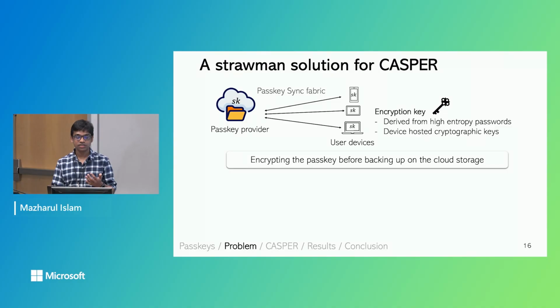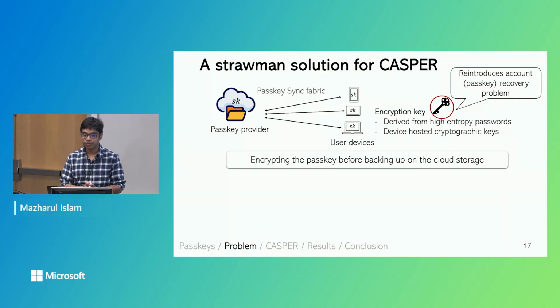However, this idea does not work. This solution works, except it does not. Because think about it, while securing users' passkey, we also want to make sure that we are not reintroducing the account recovery problem. And this strawman solution, unfortunately, does that. Users tend to forget their high entropy passwords. We can't blame the user for that. Or we as users lose devices from time to time, and as a result, we would be locked out from our account.